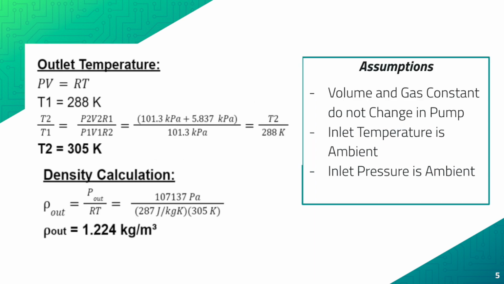To calculate the density, we first needed to calculate the outlet temperature. We used the ideal gas law and assumed constant volume while inside the pump, as well as STP conditions at the intake. This resulted in a T outlet of 305 Kelvin, or around 89 degrees Fahrenheit. A density of 1.224 kilograms per meter cubed was calculated using the same method.